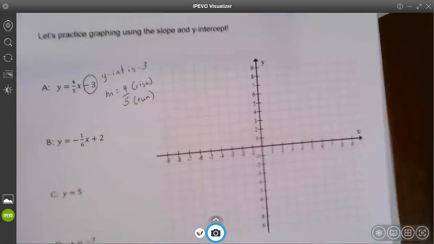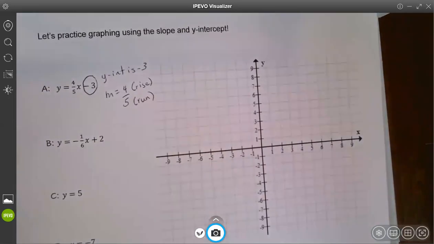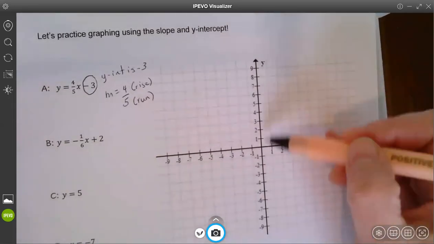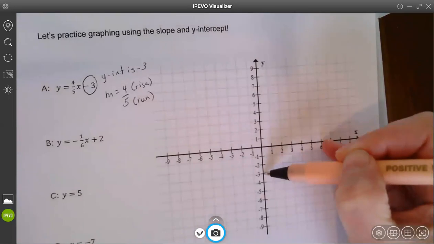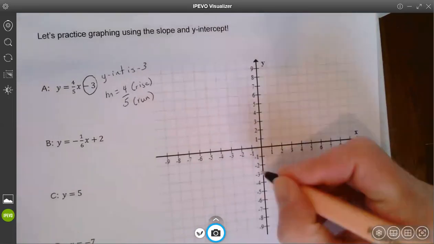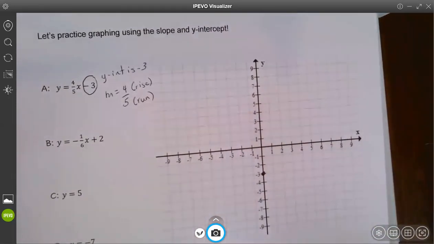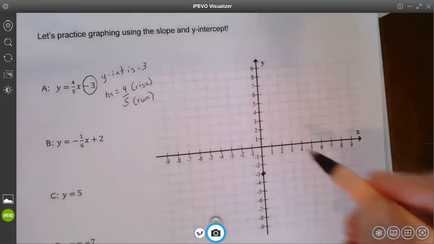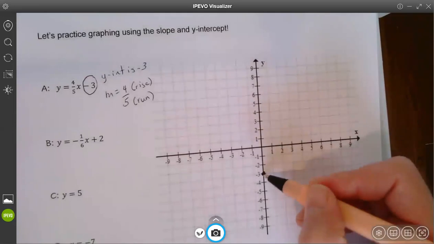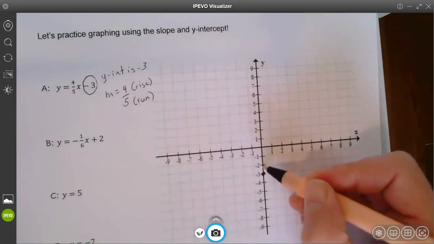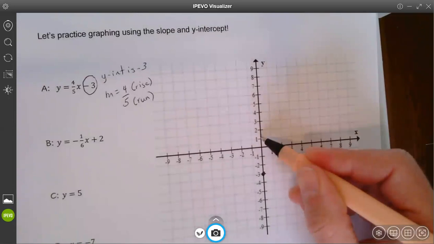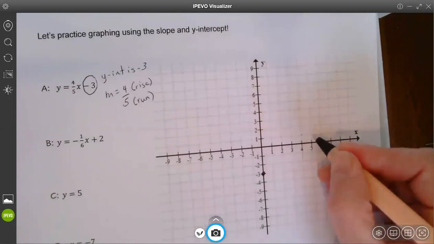So to graph this quickly without using a table of values, we go to the y-axis, and the y-intercept is a point on the y-axis. In this case, it's at -3. Now, to find a second point on our line, we are going to use the slope to help us. From the y-intercept, I am going to count up 4 because our rise is 4, and go forward 5 because that is the run. So up 4, 1, 2, 3, 4, forward 5, 1, 2, 3, 4, 5.